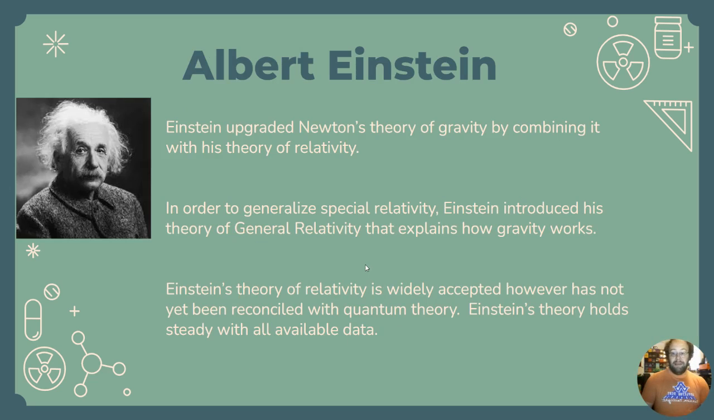Now, Albert Einstein made an upgrade to Newton's theory of gravity by combining it with his theory of relativity. In order to generalize special relativity, Einstein introduced his theory of general relativity that explains how gravity works. Einstein's theory of relativity is widely accepted, however, it has not yet been reconciled with quantum theory.